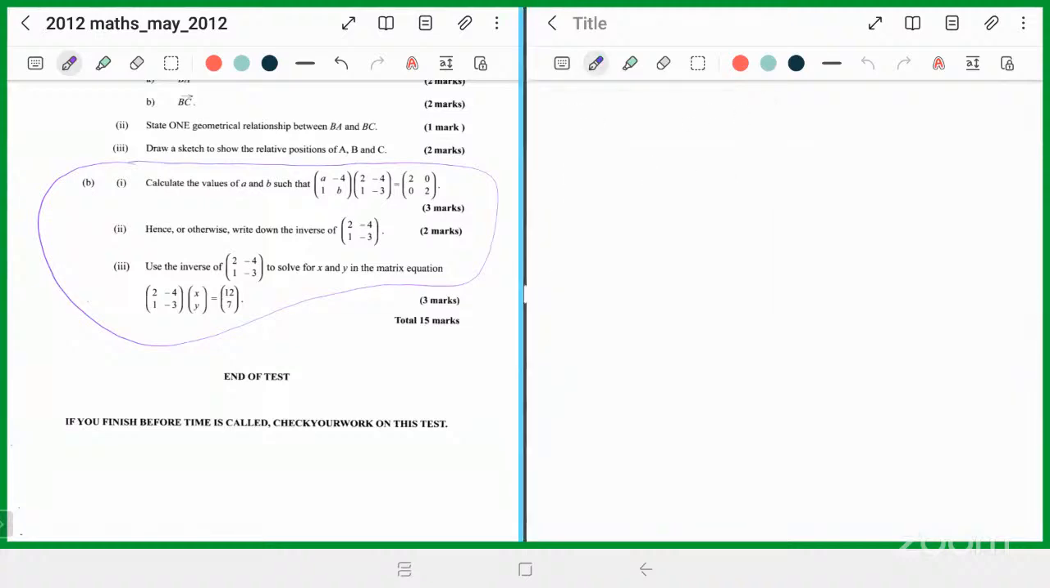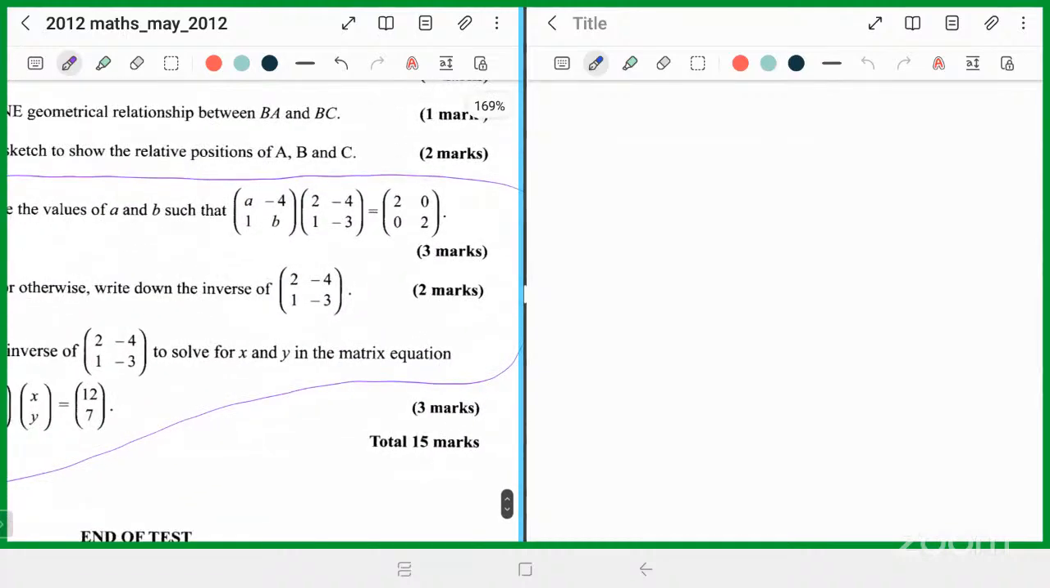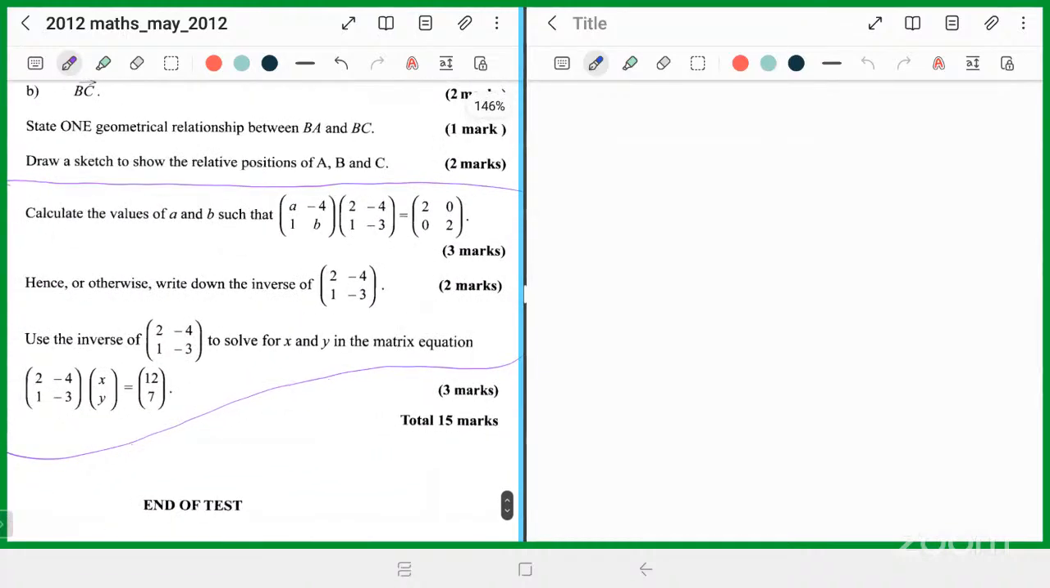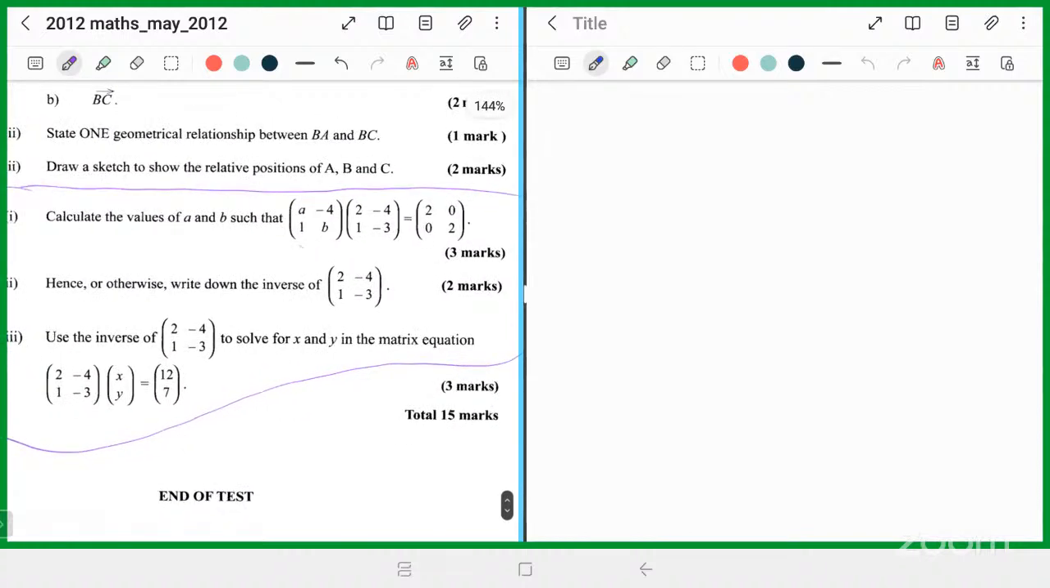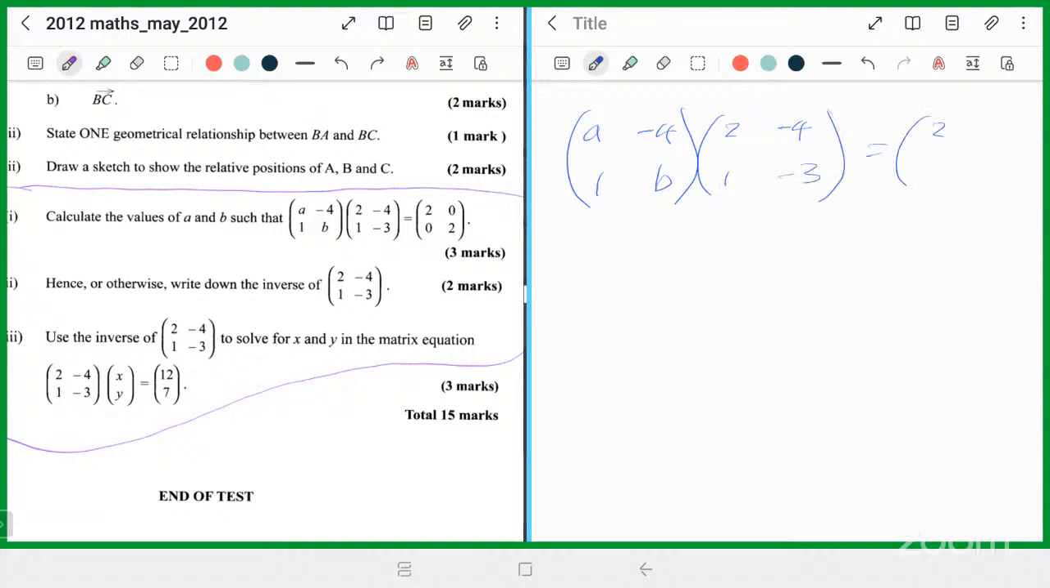All right. Well, let's look at this question. It's an equality of matrices question. It gives us this equation, and it's asking us to find the A and the B. And look at this matrix that it is equal to: 2, 0, 0, 2. All right, so let me set it up for you now. So it is the matrix A, -4, 1, B, times the matrix 2, -4, 1, -3. And we are told that it is equal to 2, 0, 0, 2.